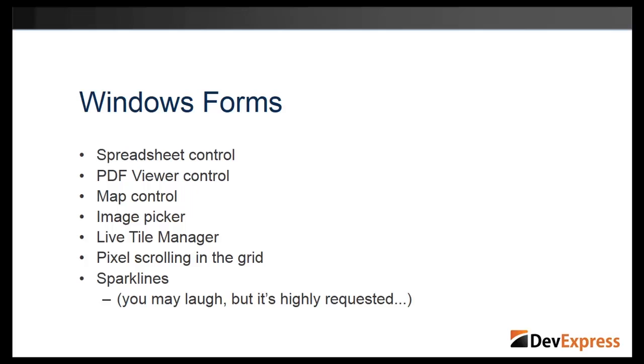Image picker. We're even providing an icon library with this. Standard looking control, but it is for WinForms, so you can slide through a bunch of images. The live tile manager, which is what I'll be showing off in a moment, and so I'll talk about that more in a moment. Pixel scrolling in the grid is a great one. We've been dithering about doing it for a while, but people seem to like pixel scrolling rather than record by record scrolling. Because they see it on their tablets, they see it on their mobile devices and all that kind of stuff. And then sparklines.